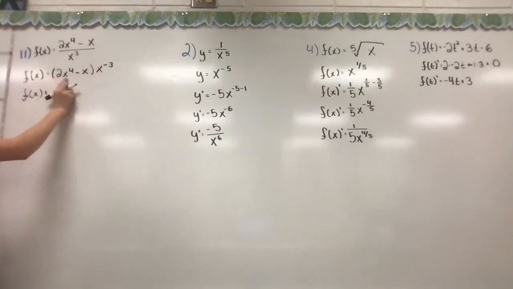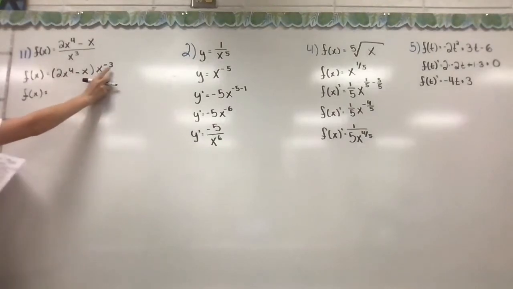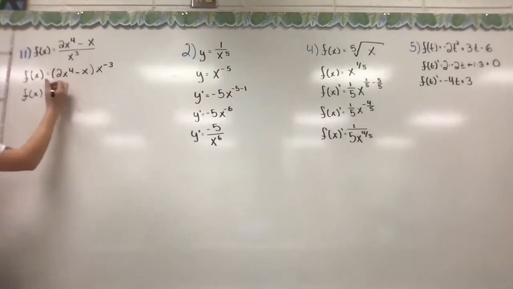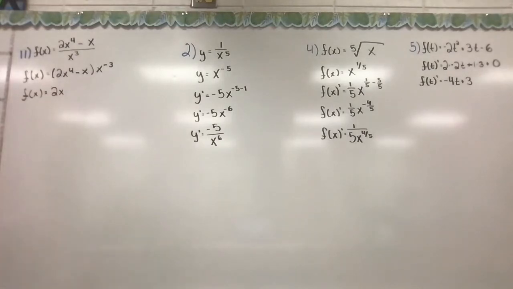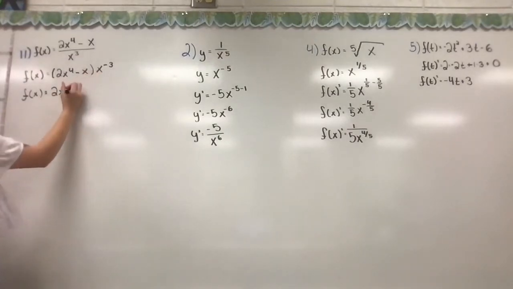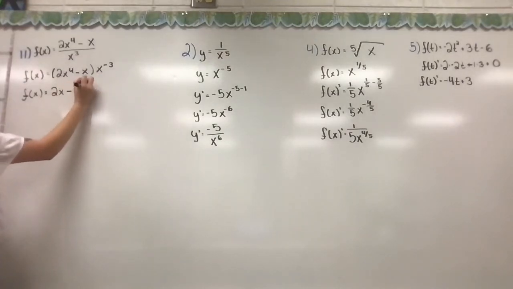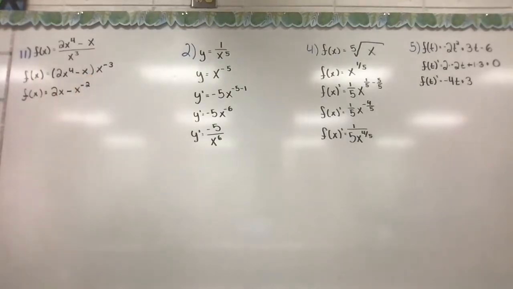Then the next thing we can do to make our life easier is we can go ahead and distribute it. So what is 2x to the 4th times x to the negative 3? It's just 2x. Yep, you add exponents when you multiply. When you multiply, you add exponents. So knowing that, what is going to be x times x to the negative 3? Yeah, we're going to have, so we have 2x minus x to the negative 2 now.